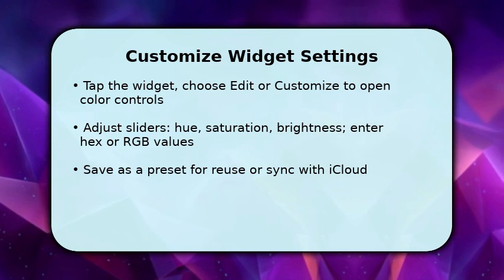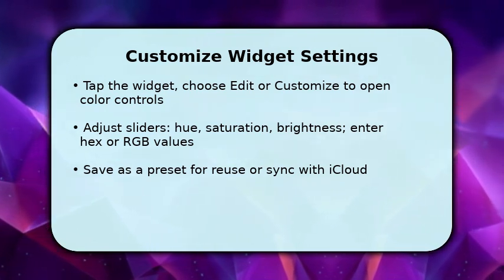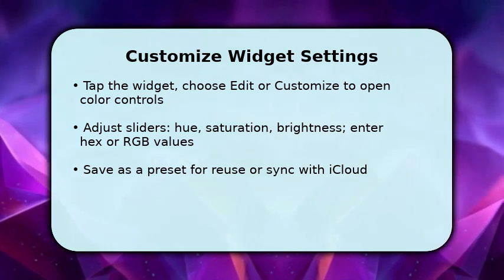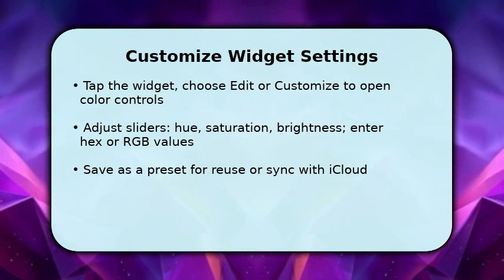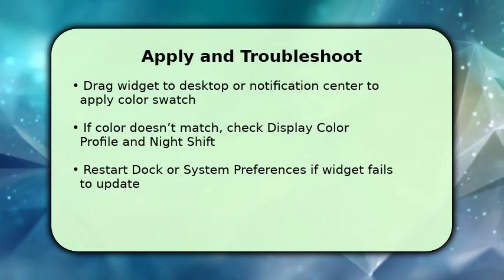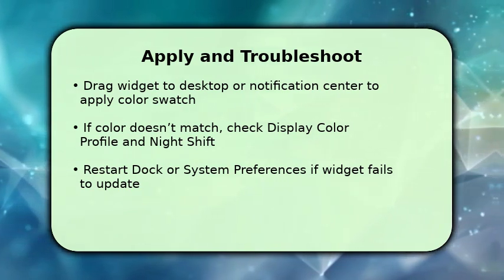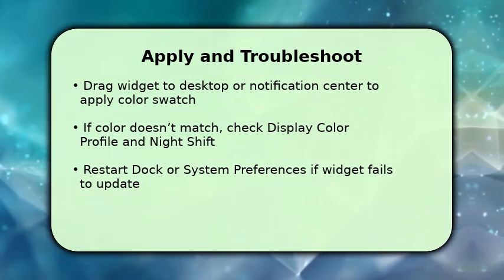Once done, save the configuration as a preset so you can reuse it quickly. Furthermore, enable iCloud Sync if you want the same palette on your other Apple devices. To finish, drag the widget into your desktop or notification center area and apply the swatch where needed. This immediately updates visuals in supported apps.